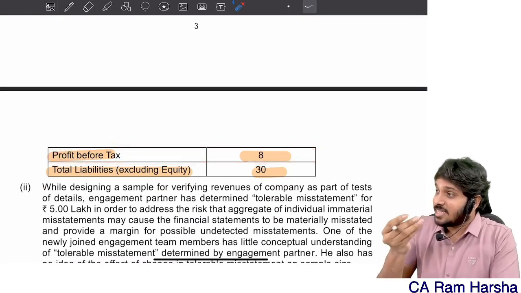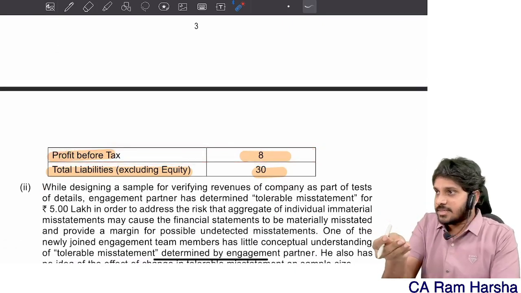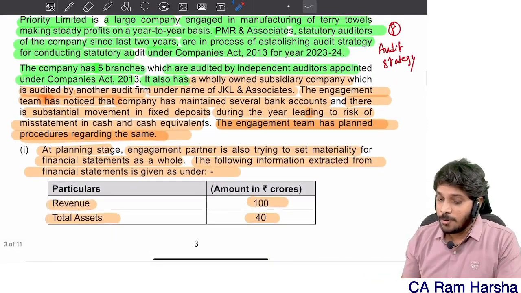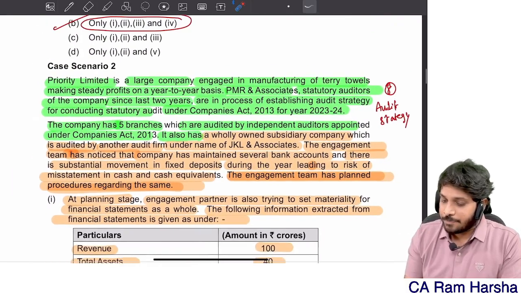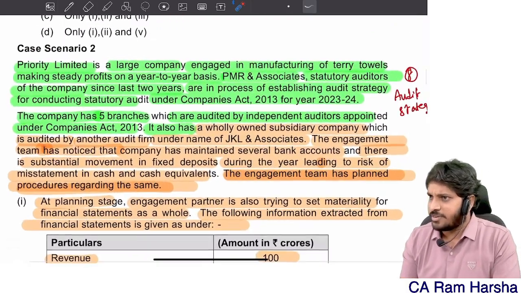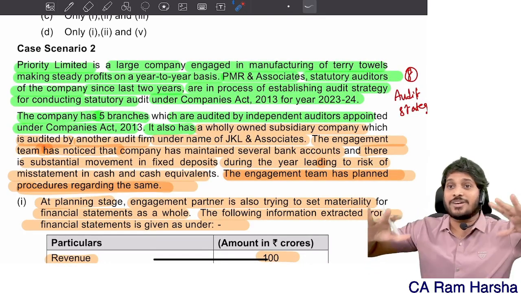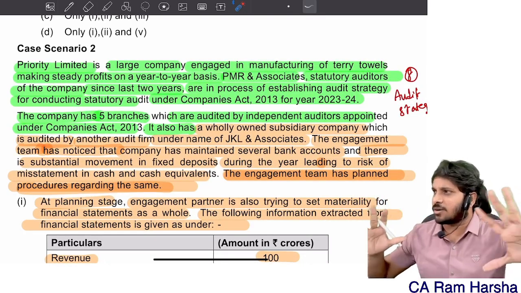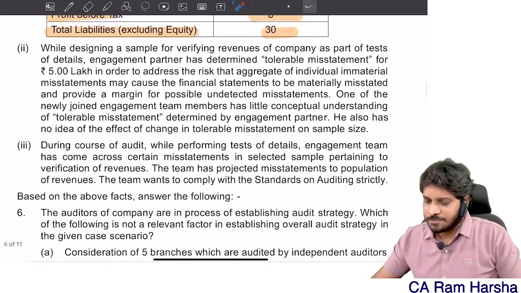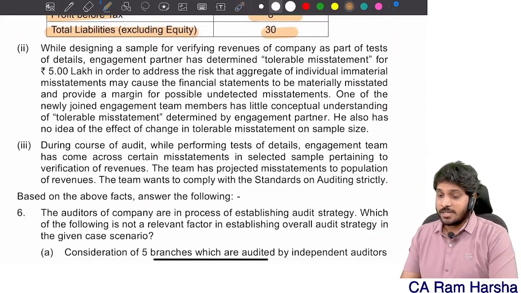Even in SA 320, when I was discussing, in that example also PBT is discussed, because the company is making steady profits year-on-year. The same amount of profit is there every year, which means profit before tax is constant every year. Constant means minor variation could have been there. Fine. Next. Further, second part.